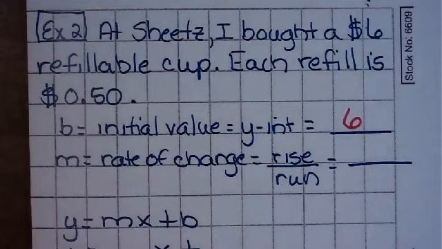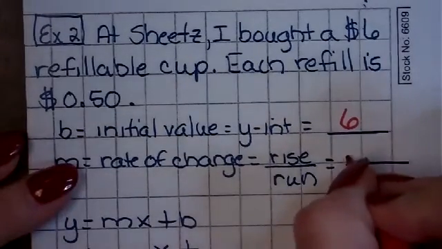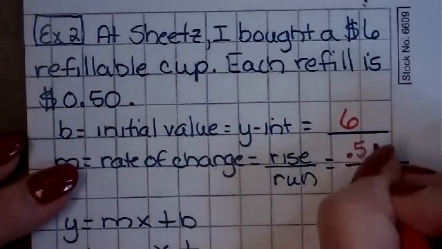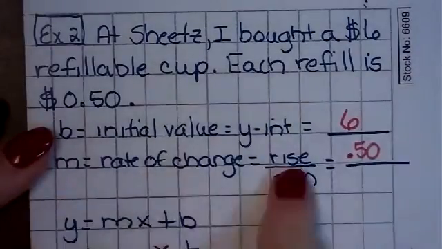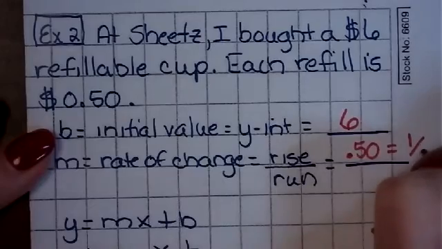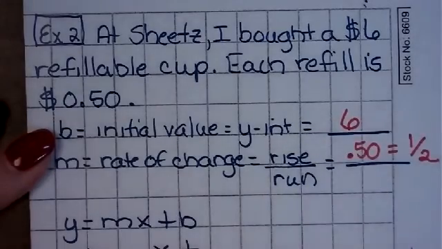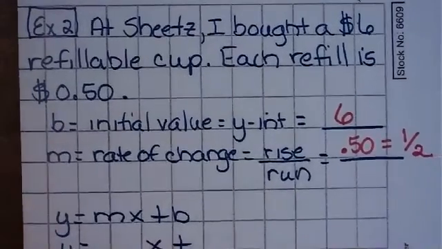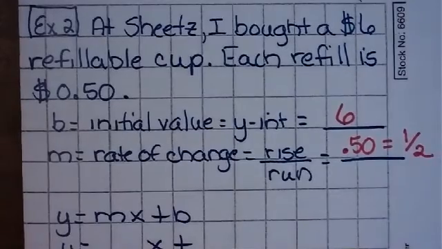I know that's going to be the refill because that's what refill means, to keep filling it back up. So each refill is 50 cents. The word each also tells me that I probably got a unit rate right there. Okay, so I'm going to make that 50 cents. Now, because this is my rate of change, to help me out, I'm going to make that 1 over 2. Okay, I'm going to think about it also as 1 over 2 because it's a half.